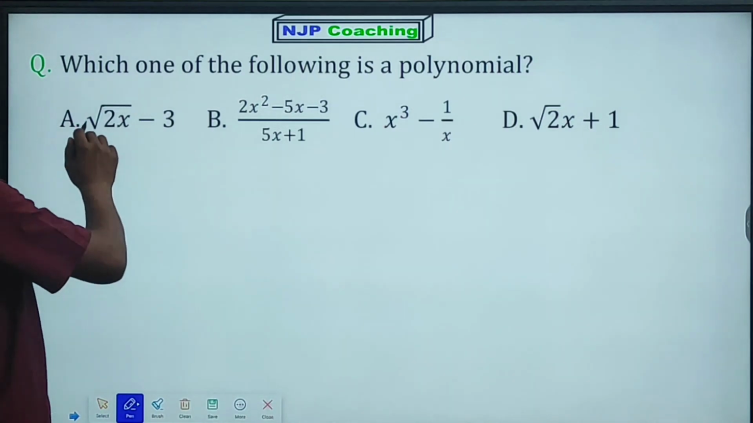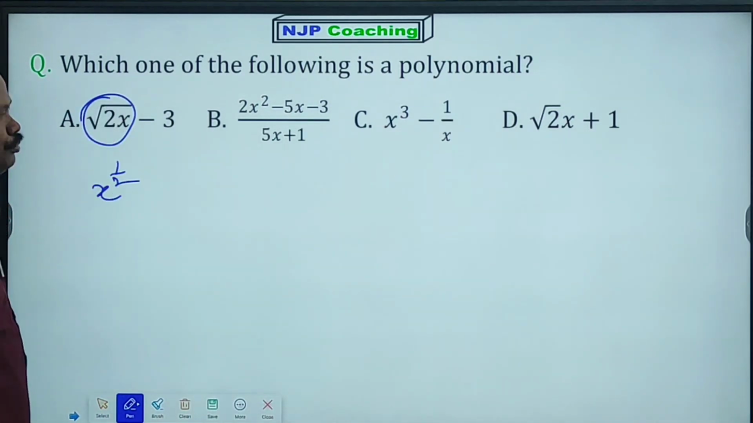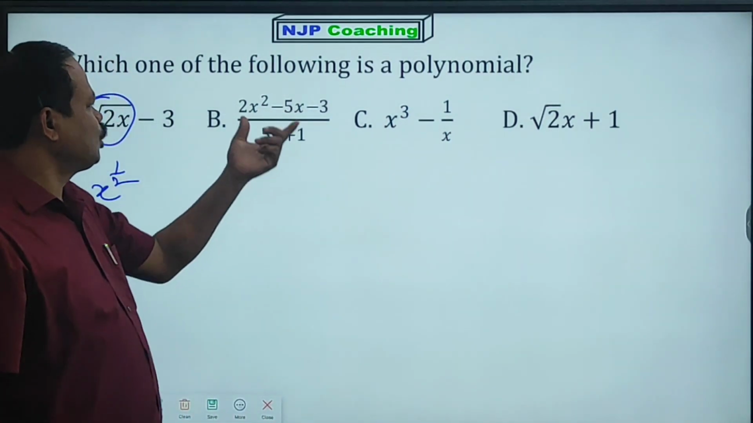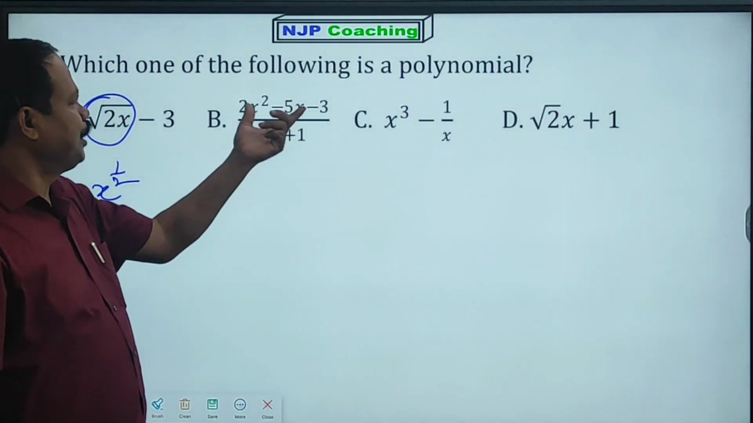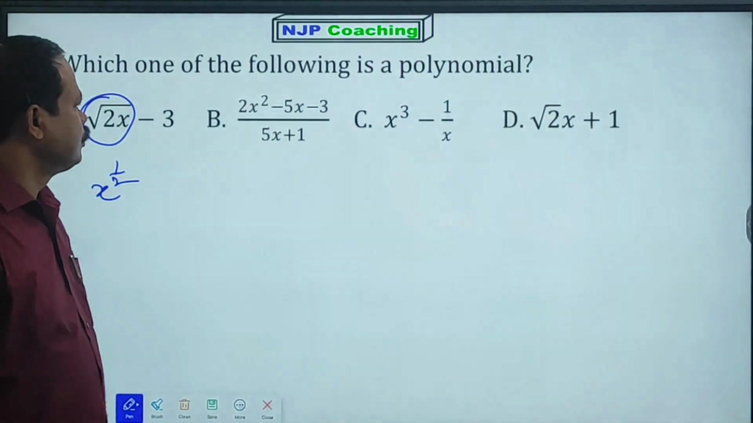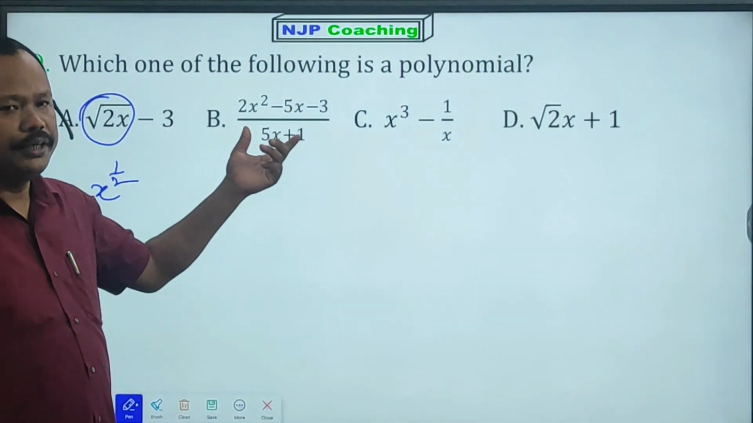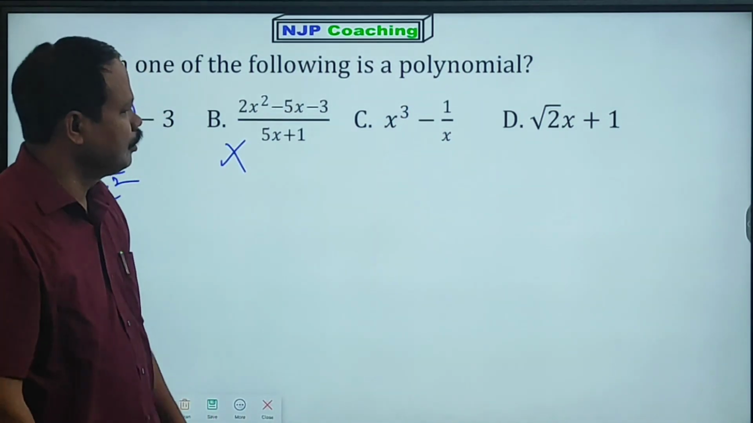In option A, root over 2 x, that means the power of the variable is half. In option B, 5x plus 1 is not a factor of the numerator, so we cannot divide exactly. So we cannot find out the power of the variable x as a whole number.